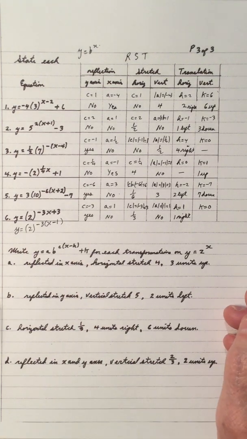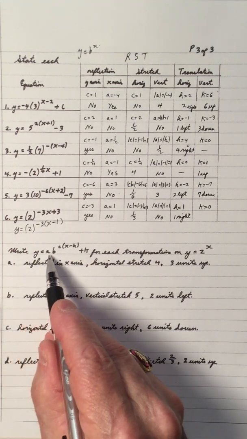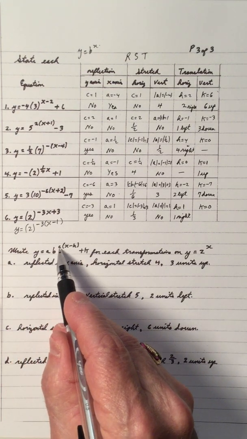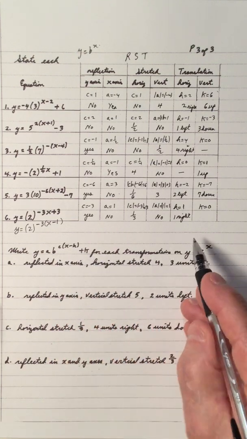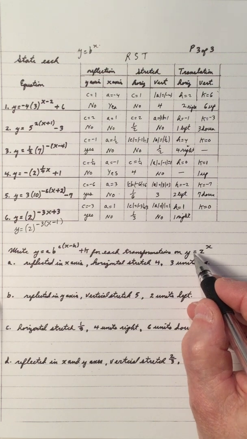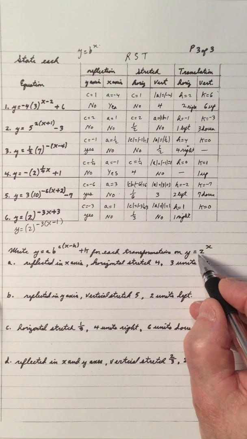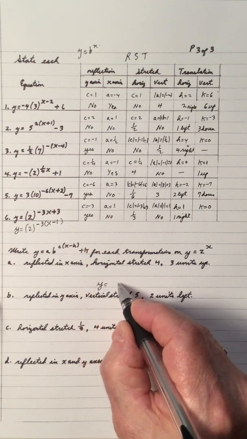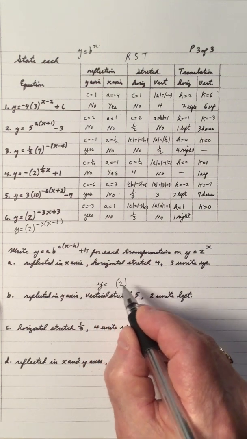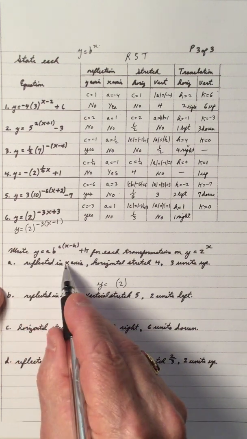We'll do more on that as we go. Write y equals a times b, c times x minus h plus k for each. Notice the basic equation is y equals 2 to the x. So what do we write? We've got to have y equals 2 to the x. So let's look at the reflection in the x.